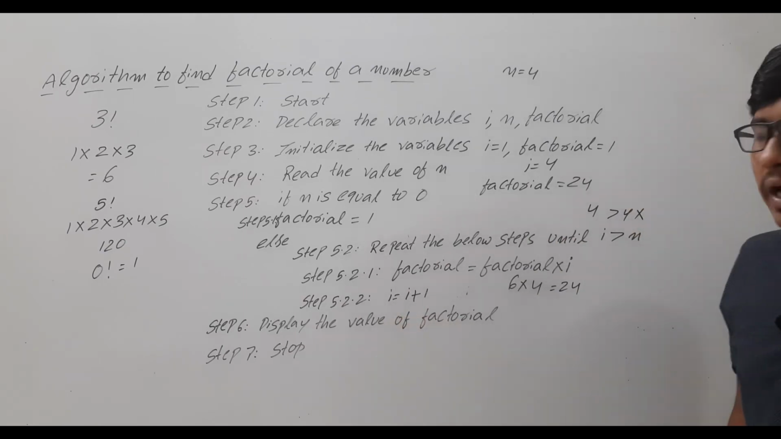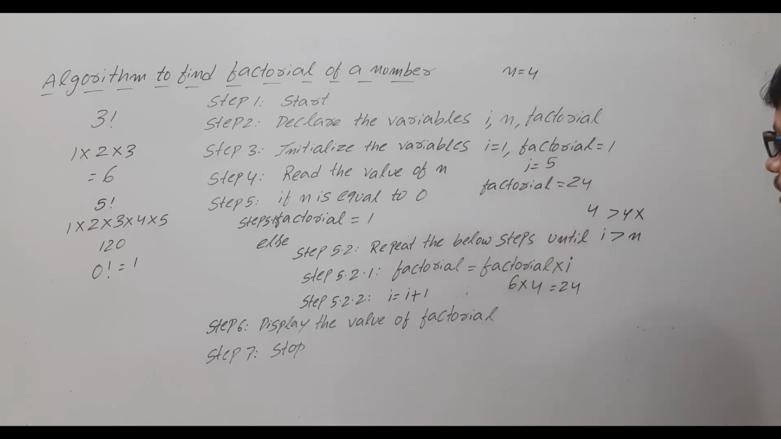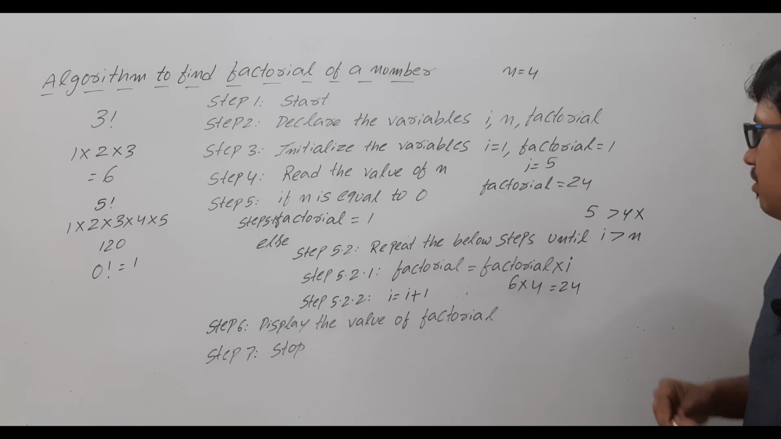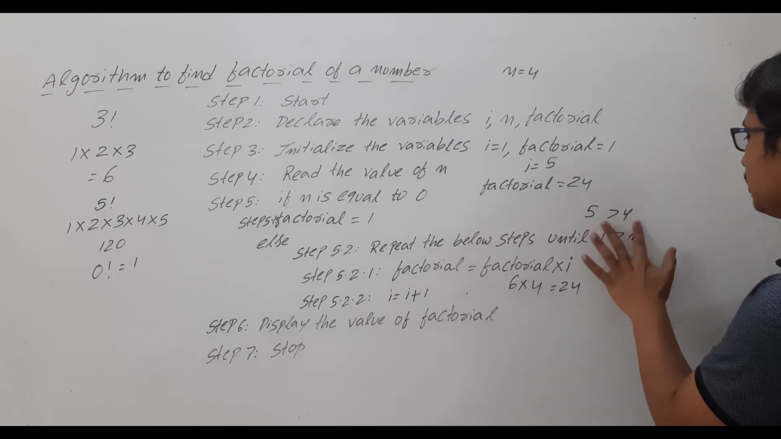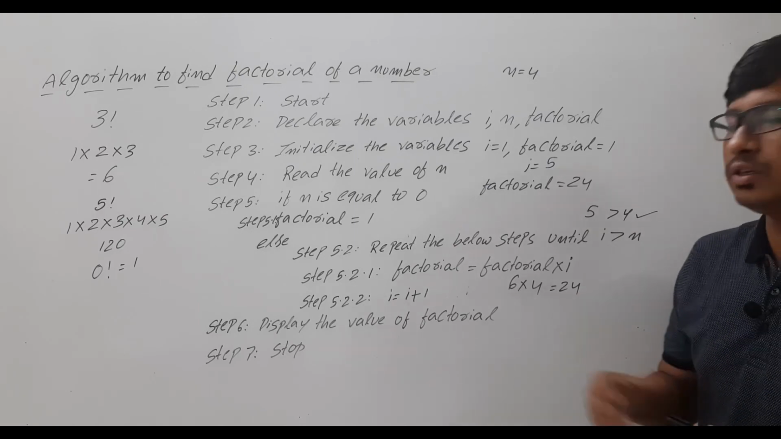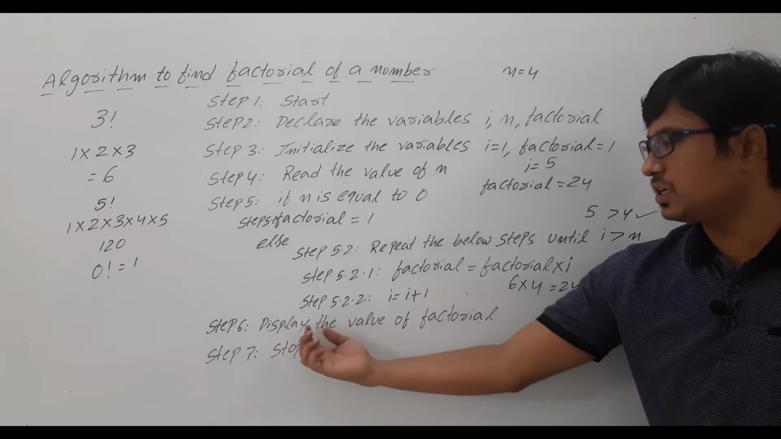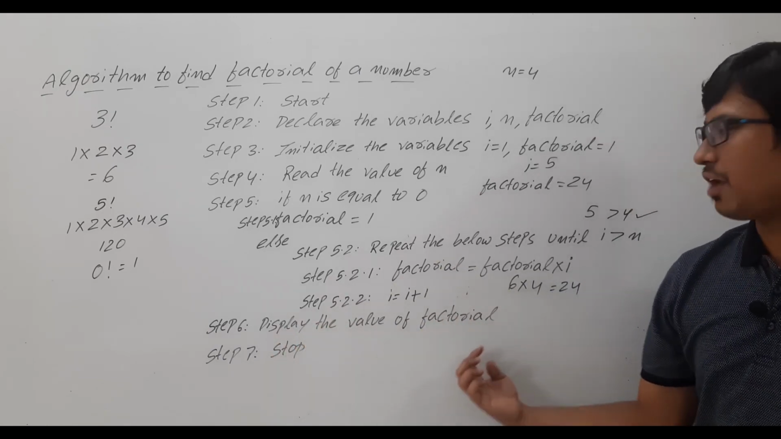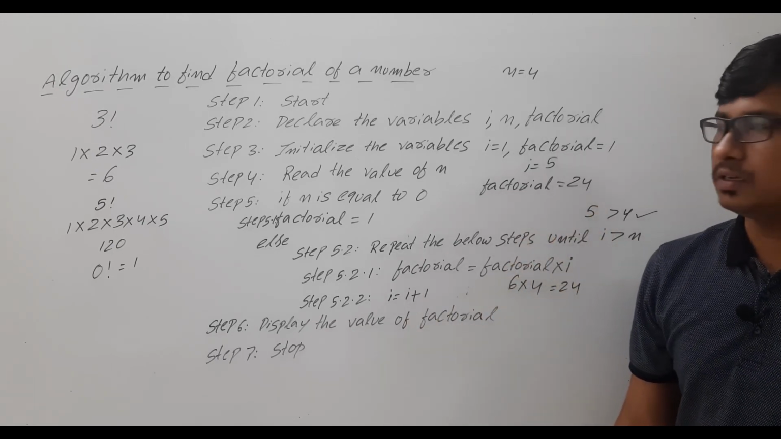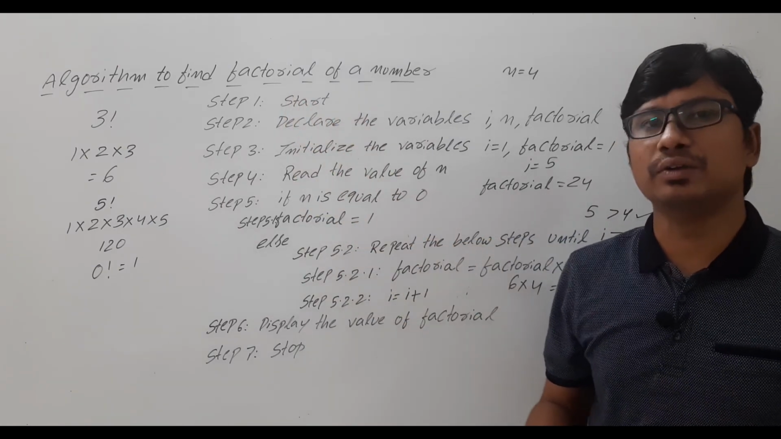I is equal to I plus 1. 4 plus 1, I value will be updated to 5. Now you will check. I value is 5, n value is 4. 5 is greater than 4. So this condition is true. If this condition is true, you need to stop. You no need to execute this one. You need to go to step 6. What is step 6 saying? Display the factorial value. What value is there? 24. 24 will be displayed. So this is the way you will write the algorithm for finding the factorial of a number.